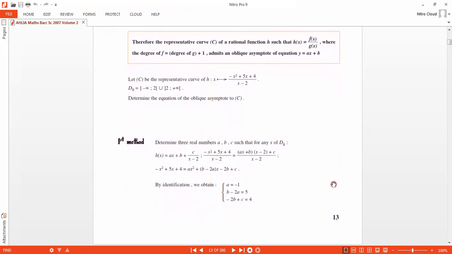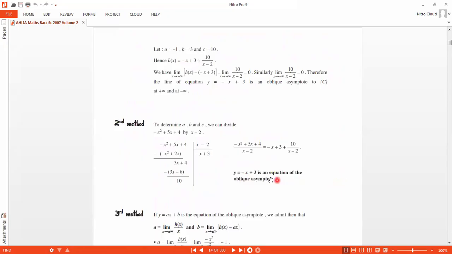If you want to determine the oblique asymptote, you have to do the long division. So we have the function minus x squared plus 5x plus 4 over x minus 2. You do the long division, and when you divide it, you will get minus x plus 3, which is the oblique, plus the remainder, 10 over x minus 2. So the oblique asymptote is minus x plus 3.